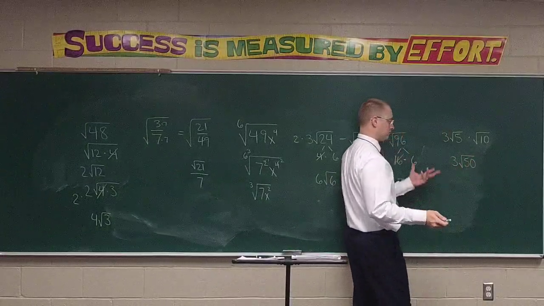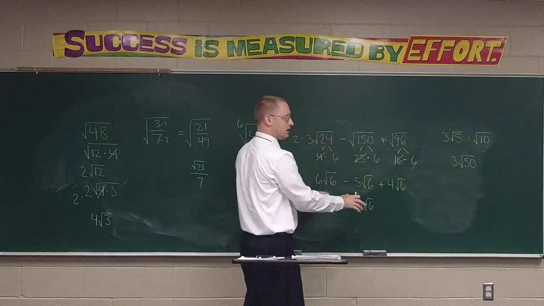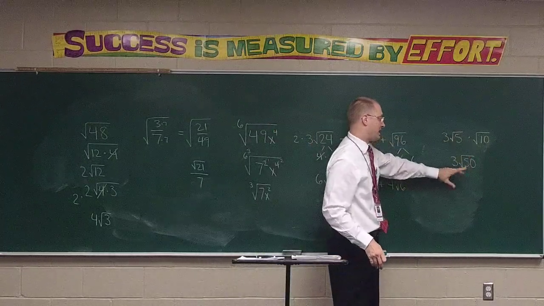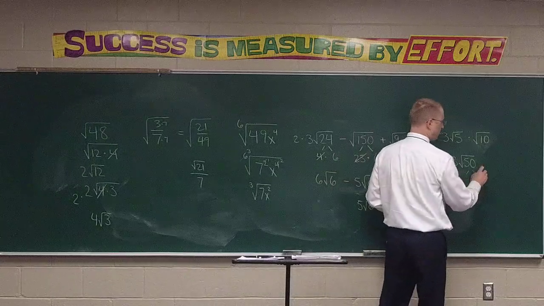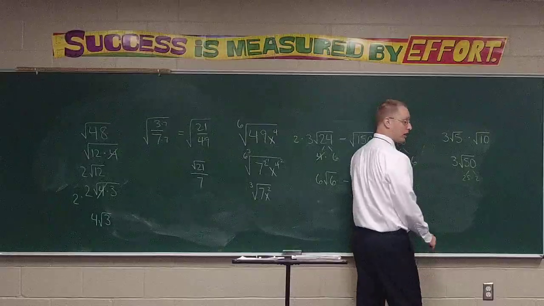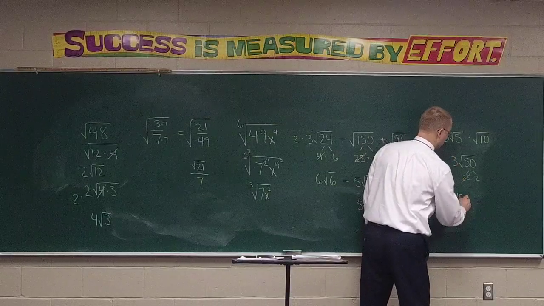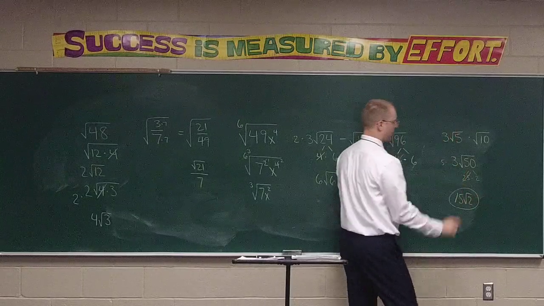But I don't want to leave the answer this way, right? Here we reduce at the beginning. Multiplication you reduce at the end. How would I reduce the square root of 50? Factor it into 25 times 2 so that you can pull out a 5 from the 25 to get. And there's our answer to that.